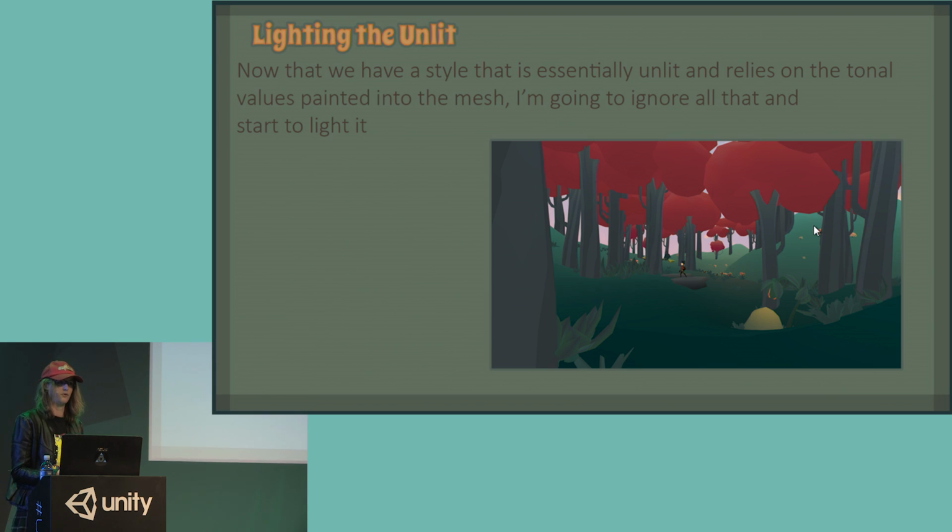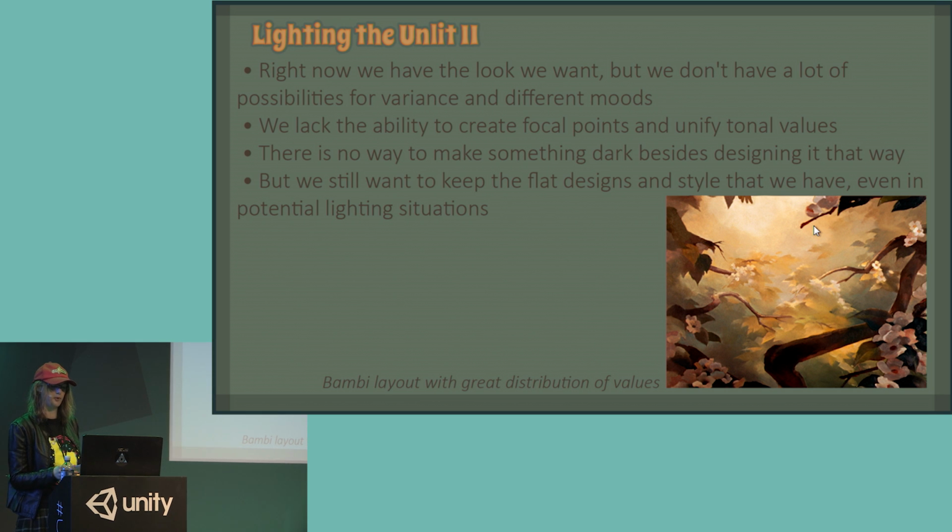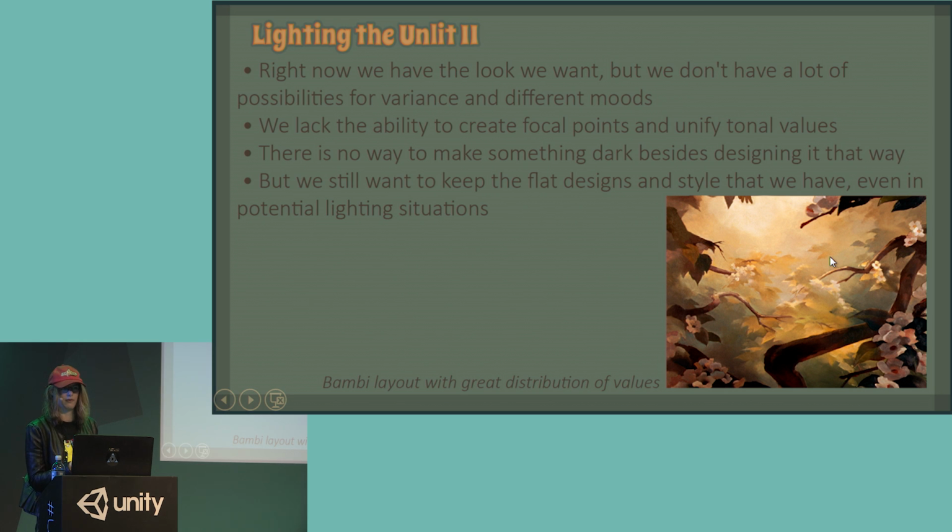OK. Now onwards to the part where I lied and said we weren't going to light anything. Now we're going to light things. So we work towards a flat style that relies more on silhouette and colors than on the shape of the surface. But there's still a couple of things in lighting that we want to do. We want to be able to create variants and create focal points. By focal points, I just mean where you end up looking. This background layout from Bambi is a really great example. If you squint your eyes at it a little bit, you can tell exactly where you're supposed to look.